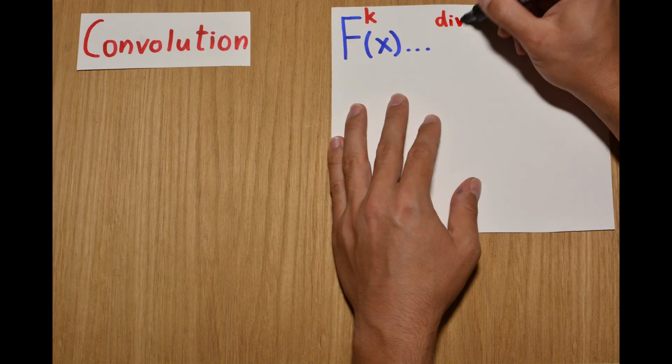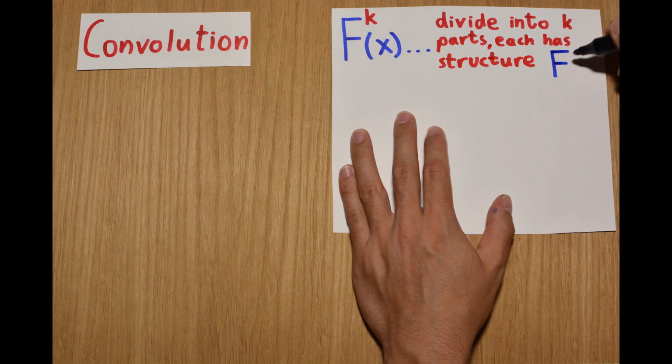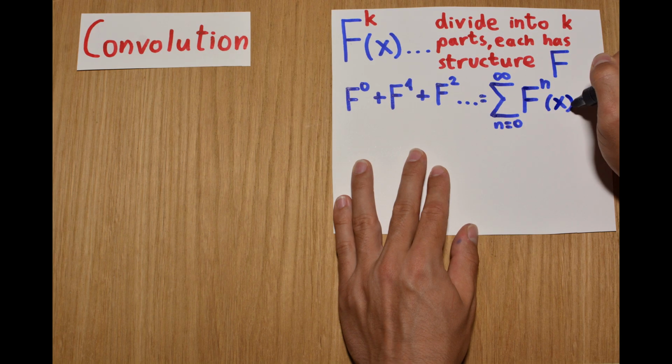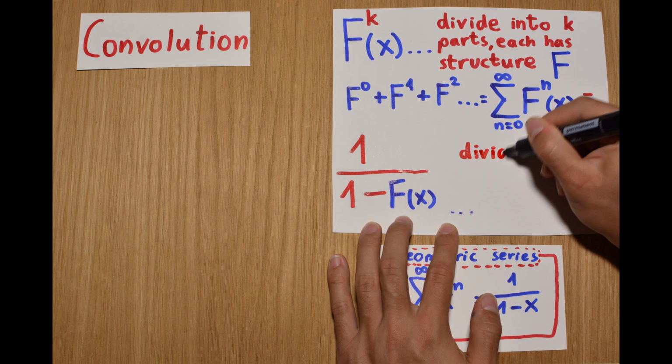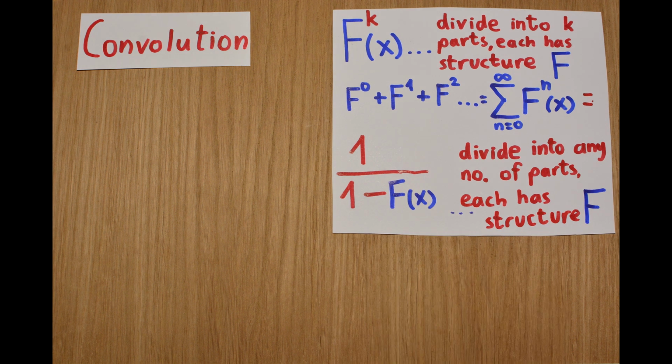Let's write down what we just did. Multiply the generating function by itself k times. The meaning is similar to what we had before, except instead of splitting our line of objects into 2, we split it into k parts. If we sum together all the possible k convolutions of f with itself, we get the following sum, which again, using the geometric series, simplifies to 1 over 1 minus f of x.